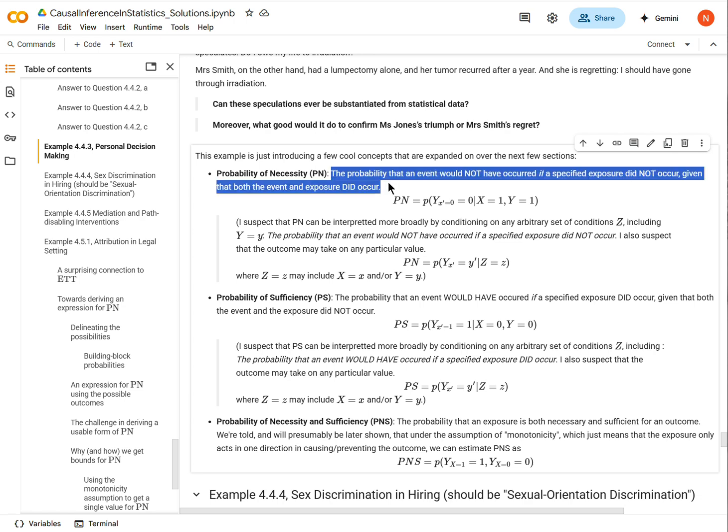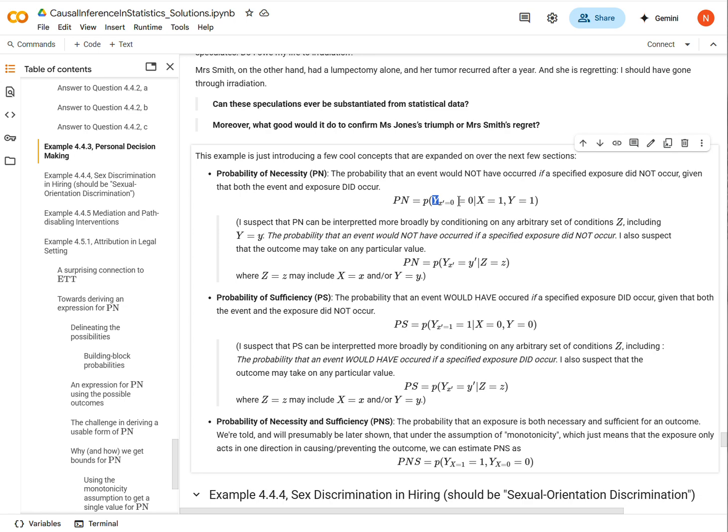The probability of necessity is asking, what is the probability that an event would not have occurred, in other words, y equals 0, if a specified exposure did not occur. In other words, the counterfactual value for x prime equals 0, given that we observed that the event did occur and the exposure occurred. Okay, so take your time to work yourself through that, but there it is.